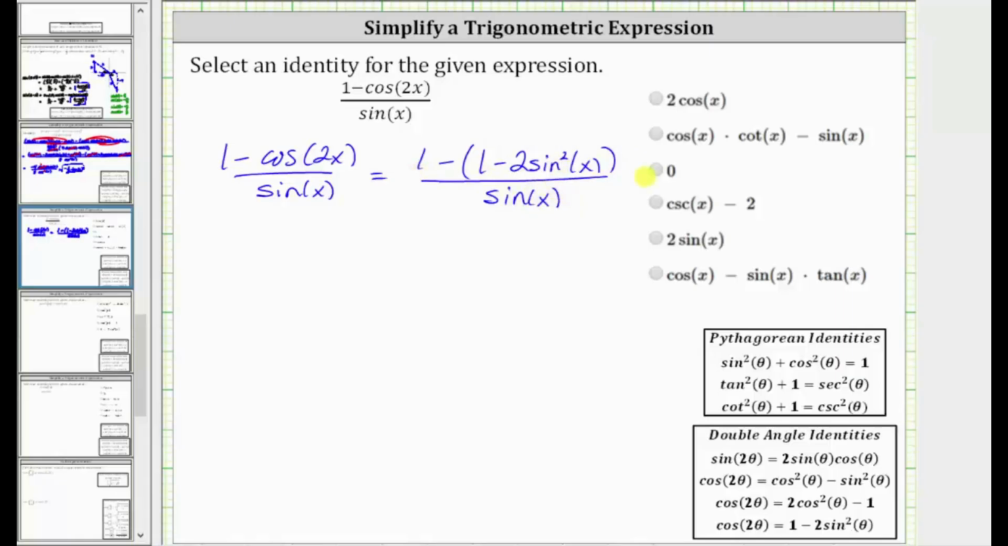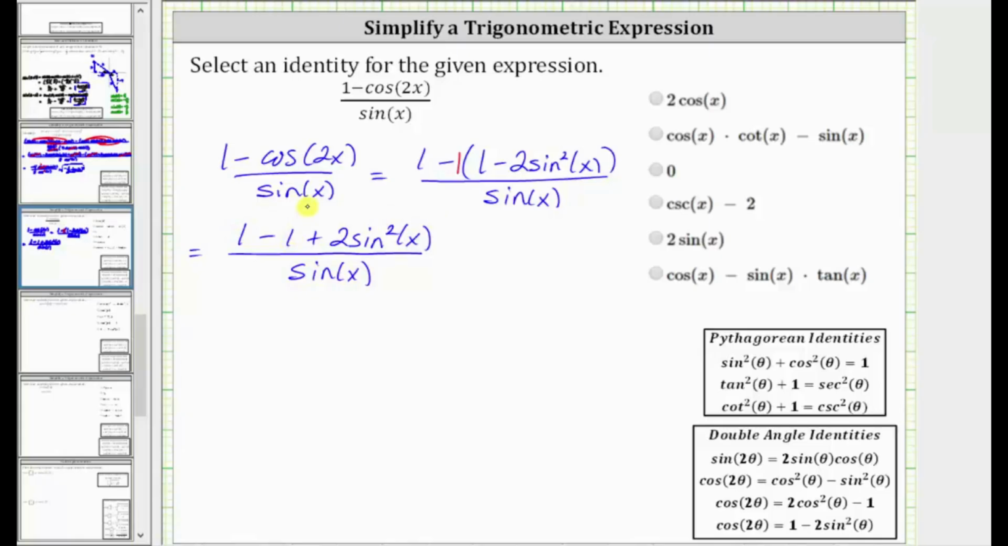The next step is to clear the parentheses by subtracting this quantity, or if it's helpful because of the subtraction, we can think of distributing a negative 1. We have 1, and then distributing negative 1, we have negative 1 times positive 1, which is negative 1, which gives us minus 1. And then we have negative 1 times a negative 2 sine squared x, which is positive 2 sine squared x, which gives us plus 2 sine squared x. And this is still divided by sine x.